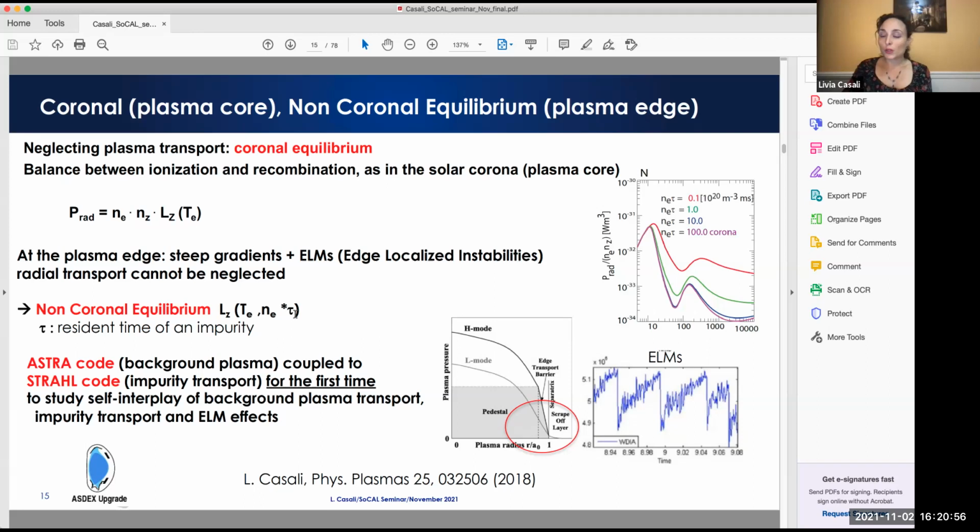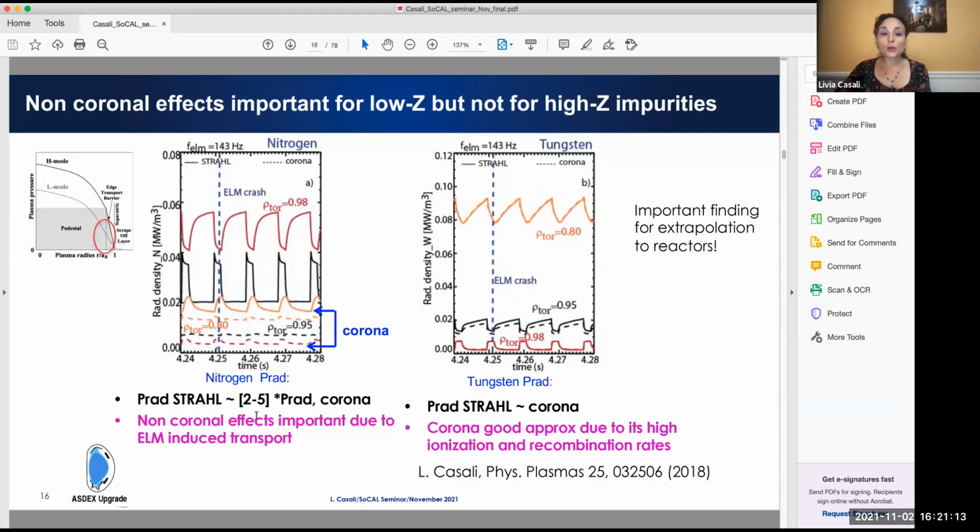So we tried to look into this effect by coupling the ASTRA transport code with the STRAHL impurity transport code in order to study this interplay between the background plasma transport, the impurity transport and the ELMs. And what we found out was that non-coronal effects are important for nitrogen, so for low Z impurities, but not for high Z.